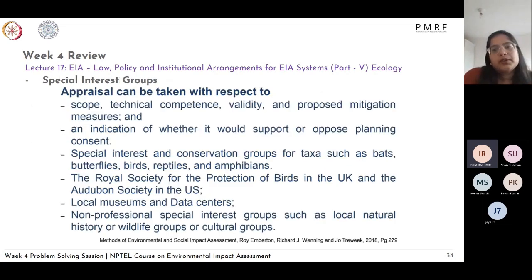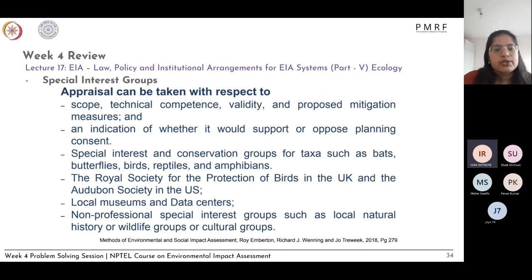And then another topic which we talked about was the special interest groups. So in lecture 17, these are groups which have a special interest or conservation target, and they have to define their scope, technical competence, validity, and proposed mitigation measures. They also have special interest in conservation areas, such as the conservation of particular species or particular areas or habitats.